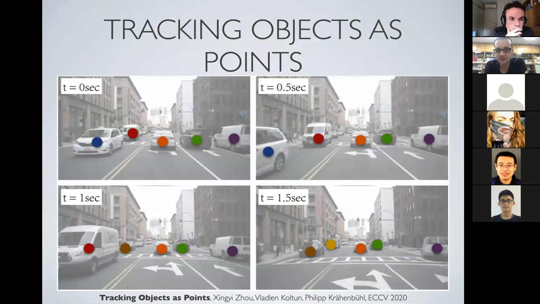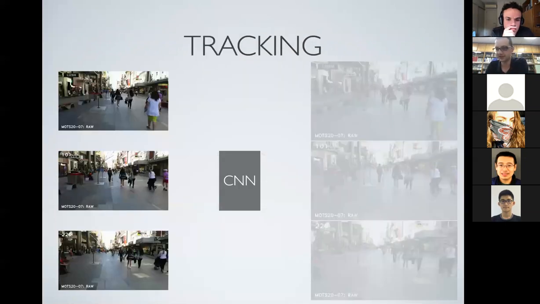In the next part of the talk, I'll talk a little bit about why objects are not just a good representation for representing static objects. I'm going to talk about why they're also a good idea to represent objects through time, in particular tracking. But before I talk about tracking objects as points, I'll first give a brief overview on kind of what are the most popular trackers out there right now.